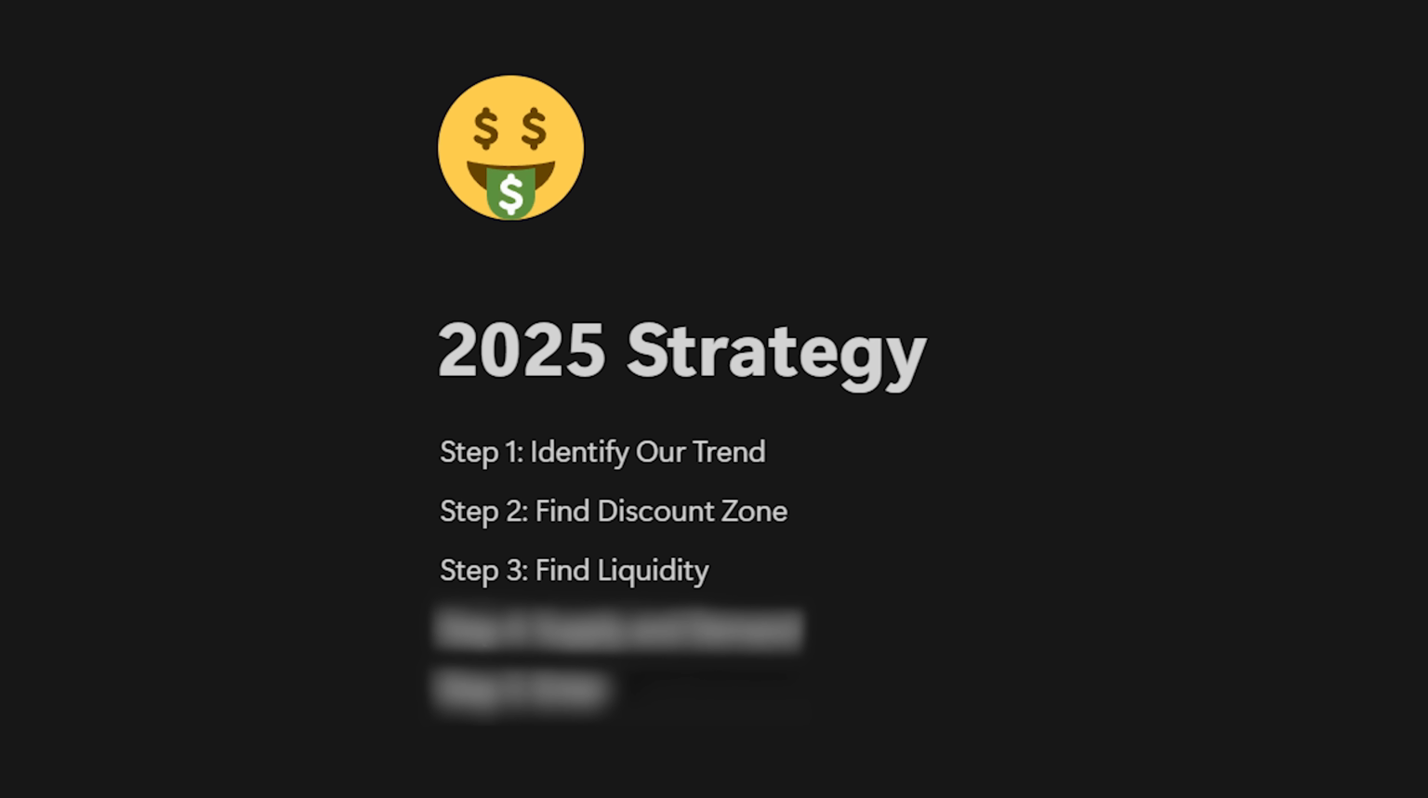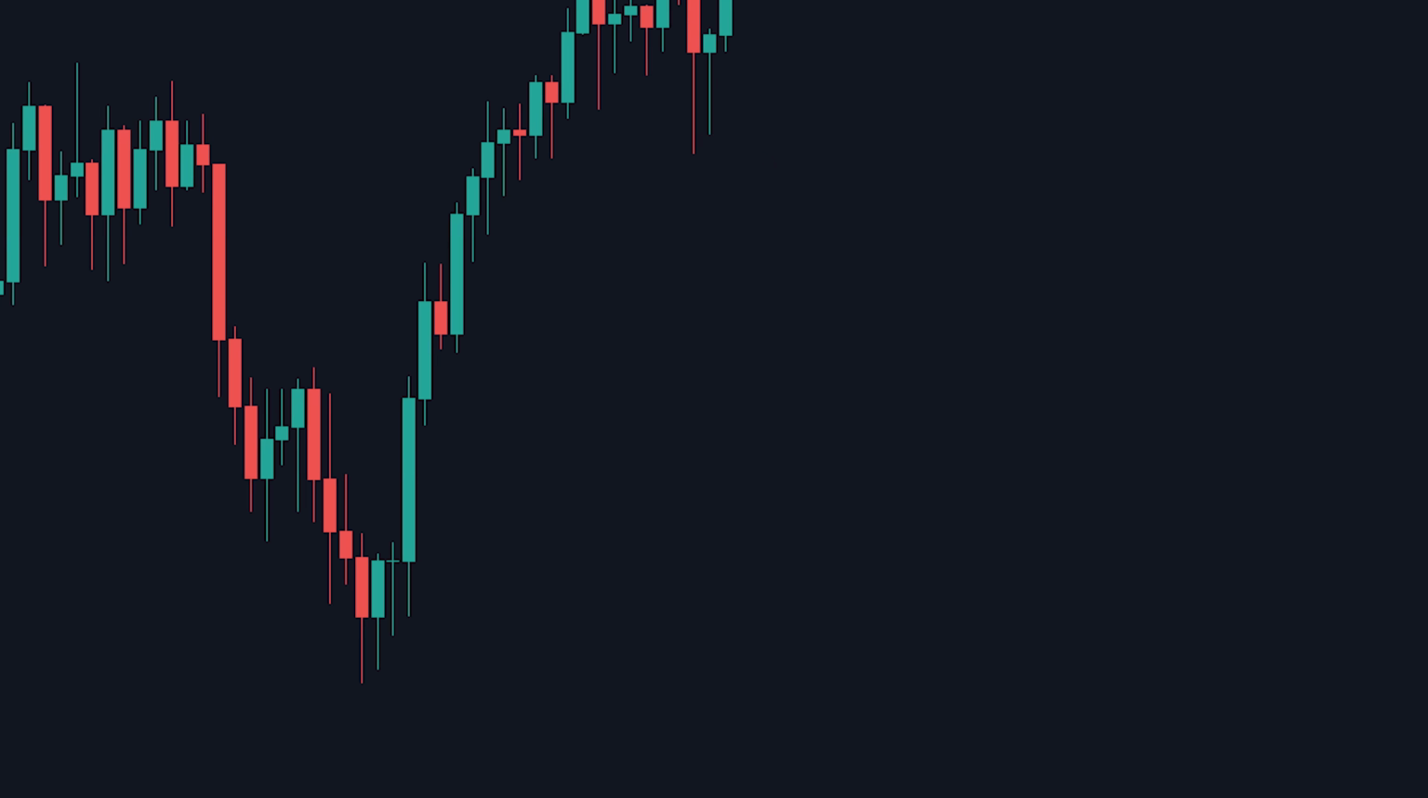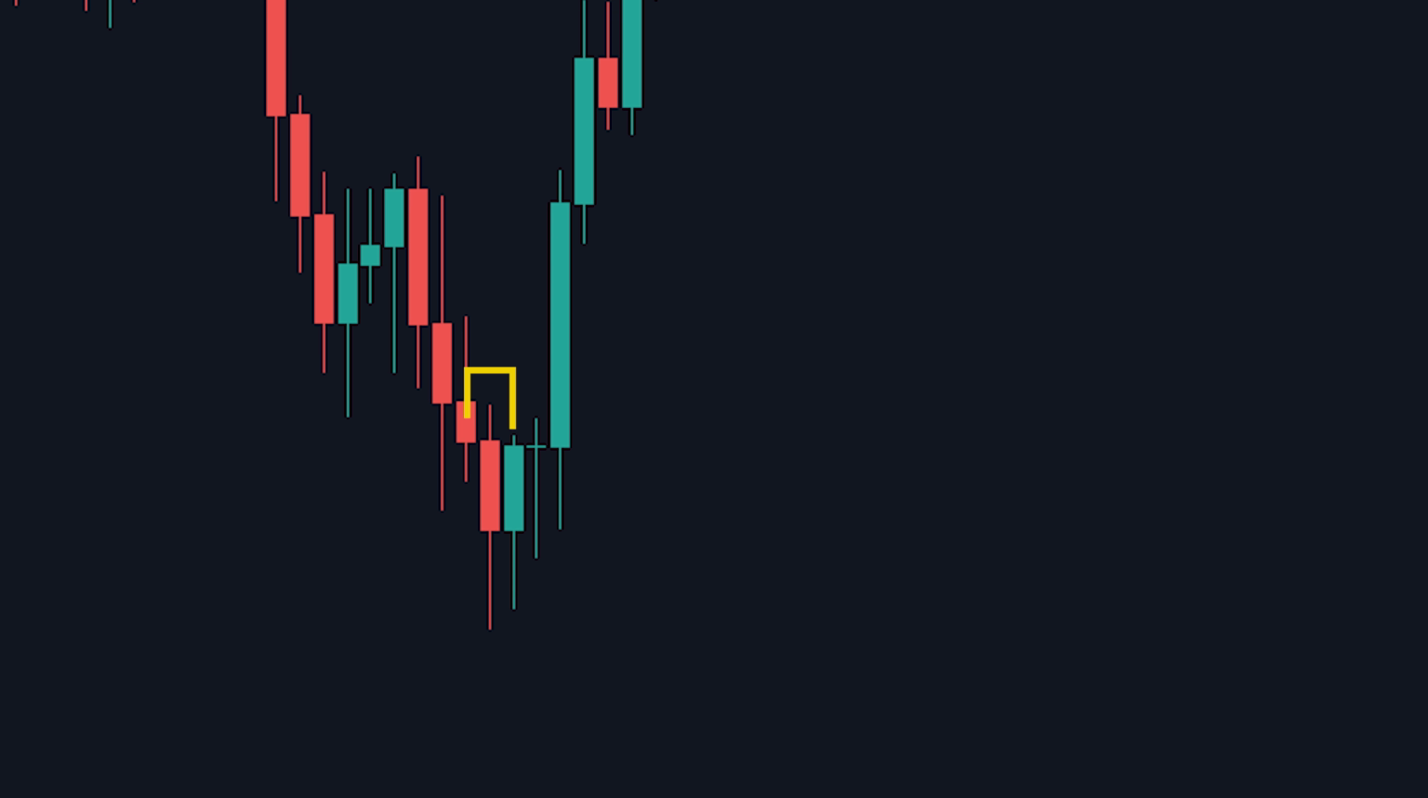Next is step number 4, and this is supply and demand. Demand is the start of a strong move upwards. Supply is the start of a strong move downwards. An easy way to mark your supply and demand zones is by finding the first candle of said move and marking from the bottom of the candle to the high of the candle. So here we have a strong move upwards. We find the first candle of this move, grab a rectangle tool, and mark from the low to the high of this candle. This is our area of demand.